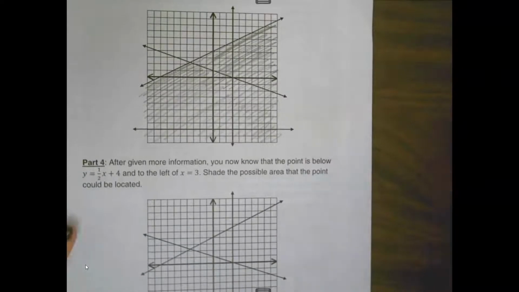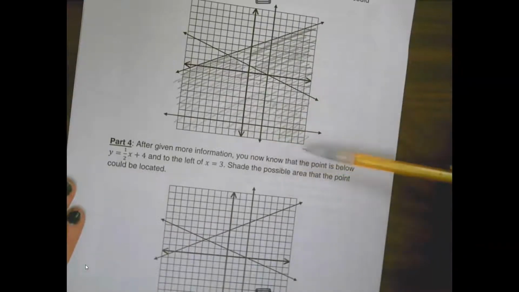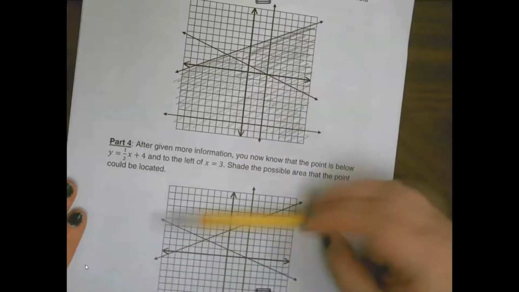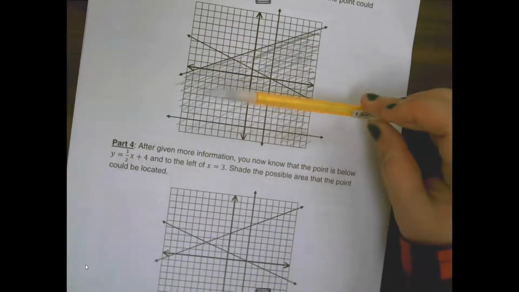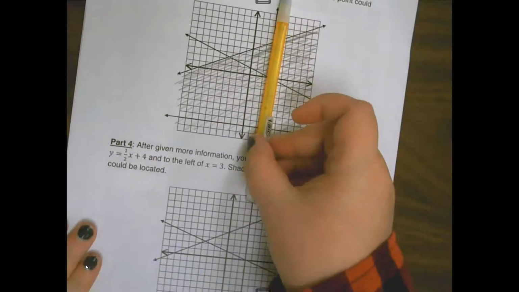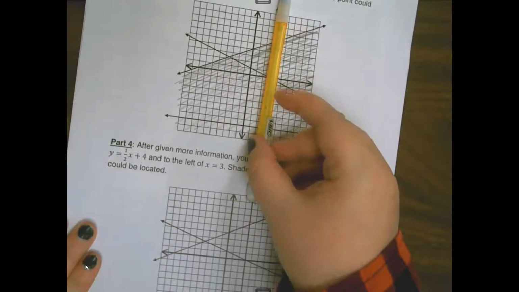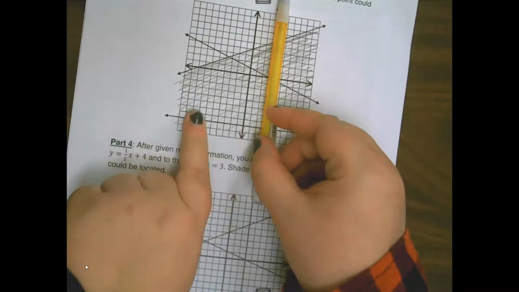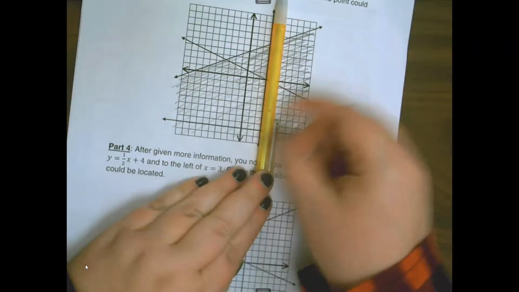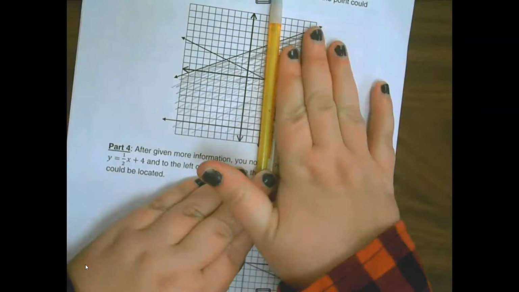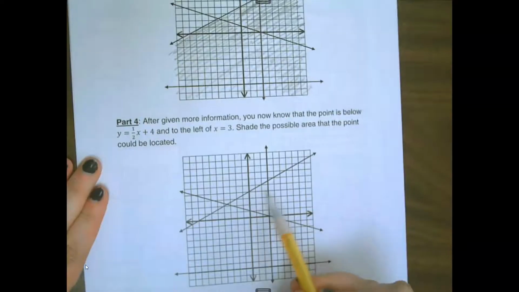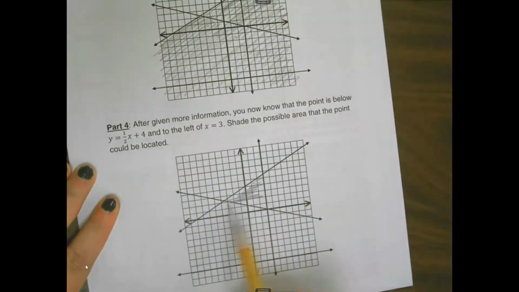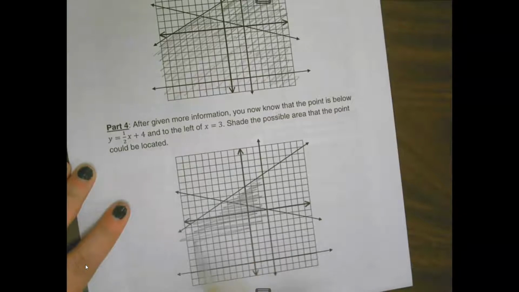So let's look at another one. After given more information, you now know that the point is below that, so still all of this, but it's also to the left of x equals 3. So here's our x equals 3. When I look at it, it needs to be to the left of this, so over here, but below this. This area no longer matters because it's not to the left of that line. So I'm looking to the left, but below. So this is going to be that criteria. So the point I'm looking at is somewhere in here.